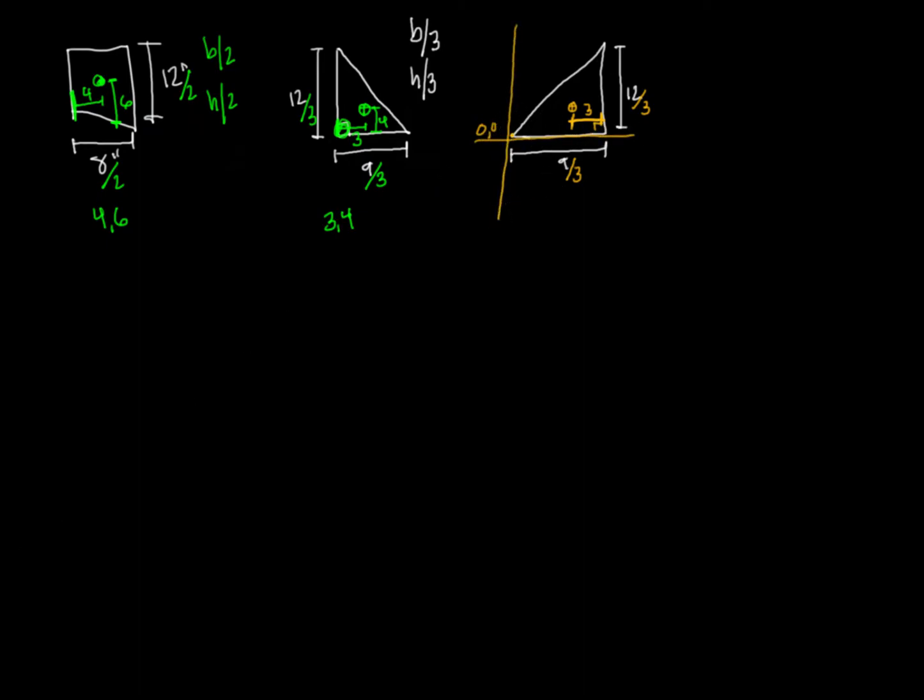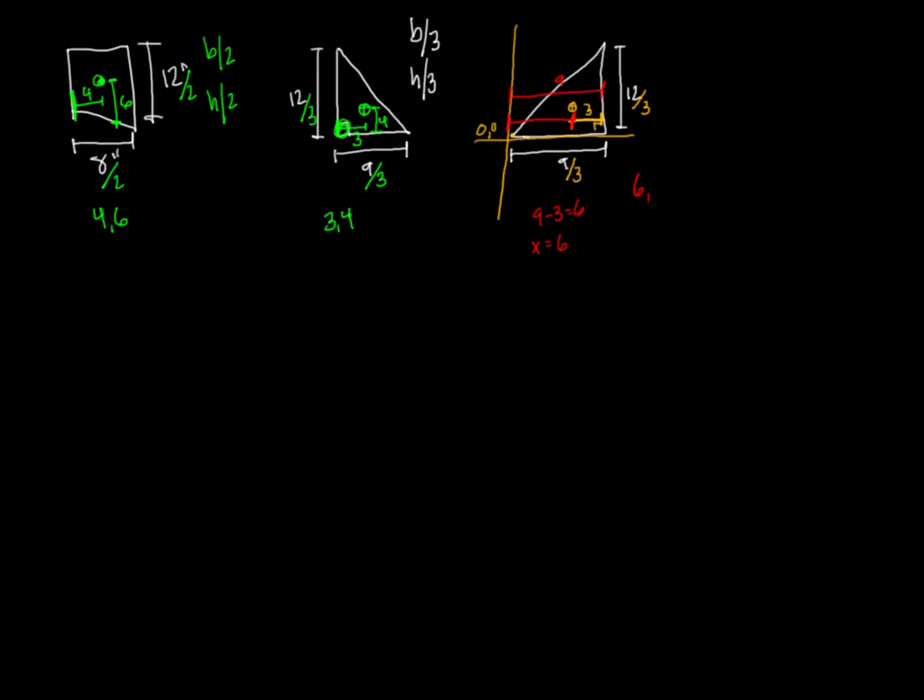They want to know what's the distance from here to here. Well, we know the whole distance from here to here is 9. So 9 minus the 3, and we're going to get an x of 6. Great. So 6 is our x component.